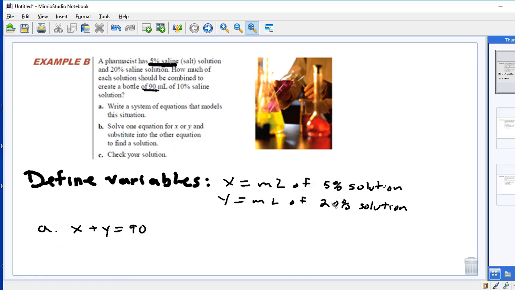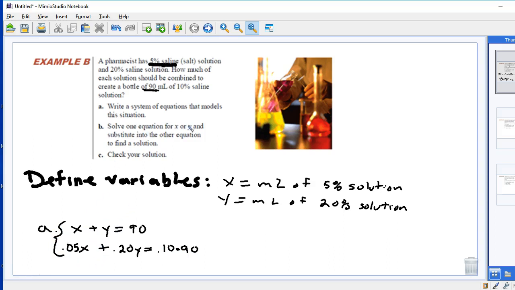Our second equation has to deal with the percentages. We're going to talk about how much salt we have, just the saline part. Well, 5% of X is how much saline I have in the first one, right? So if I take 0.05X and I add it to 0.20Y, this is how much saline I have from this one and how much saline I have from this one. And how much saline I have from the last one is just going to be 10%, so 0.10 times how much I have, which is 90. Now could I get a number for this one? Of course, but for now all we had to do was write our system. So there is our system.